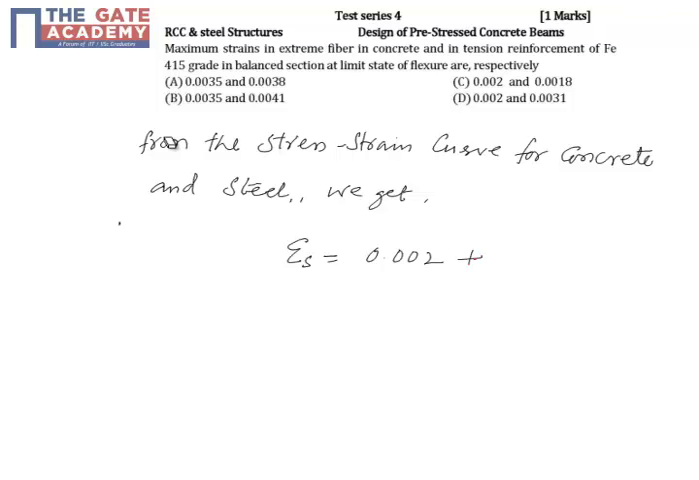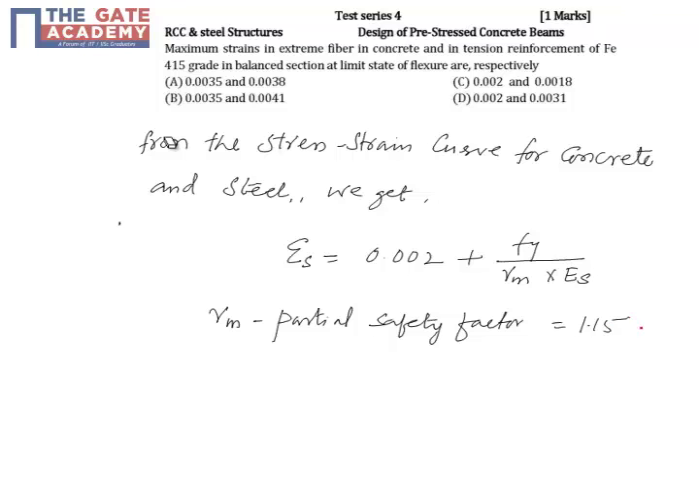0.002 plus Fy by gamma m into epsilon s. So here we have partial safety factor gamma m, partial safety factor is equal to 1.15 and yield stress Fy is equal to 415 newton per mm square and modulus E is equal to 2 into 10 to the power 5 newton per mm square.